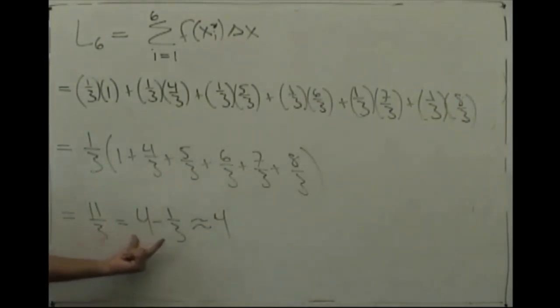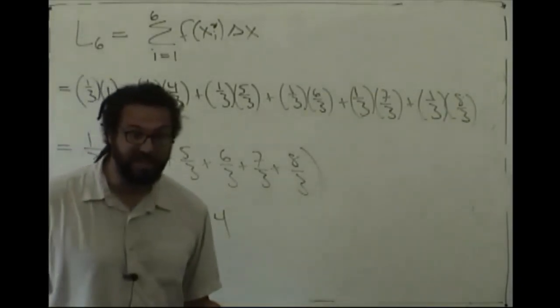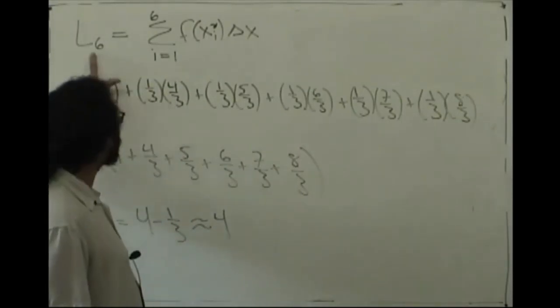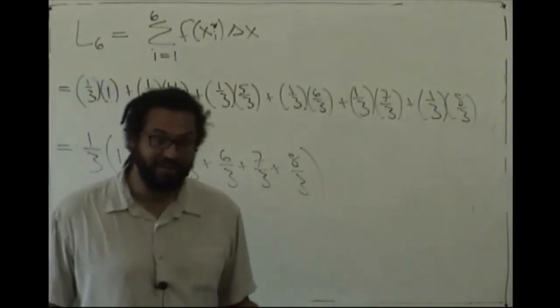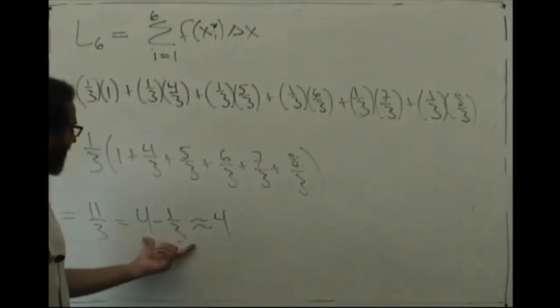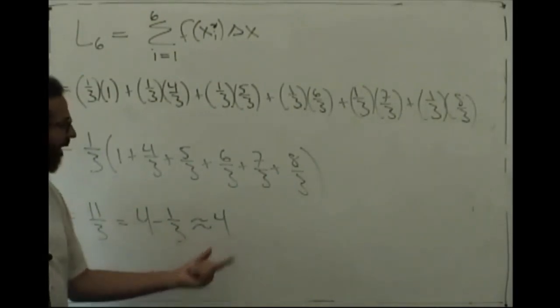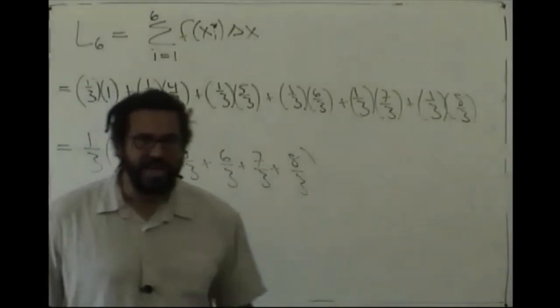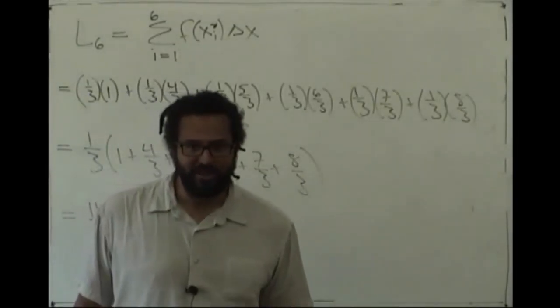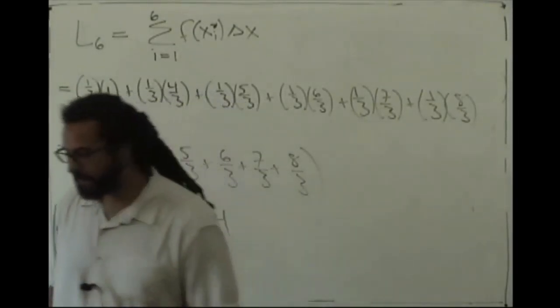This is the same thing as 4 minus 1/3. Again, this is less than 4, as we expected. It should be an underestimate. The right endpoint approximation was an overestimate. But anyway, this is close-ish to the actual area, which is 4. Now let's look at the midpoint approximation. We'll do that very quickly.